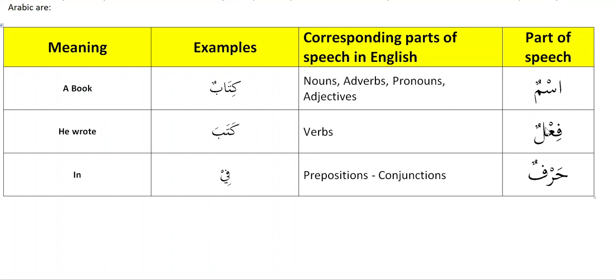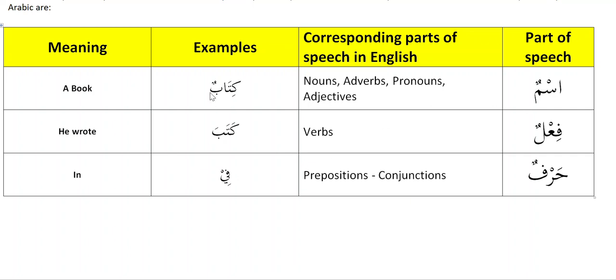The second part of speech is fi'l, which are verbs, whether present, past, or imperative or command. Harf: prepositions and conjunctions are harf. So here we have 1, 2, 3, 4, 5, 6, 7. And the rest we'll just figure out as we go along.